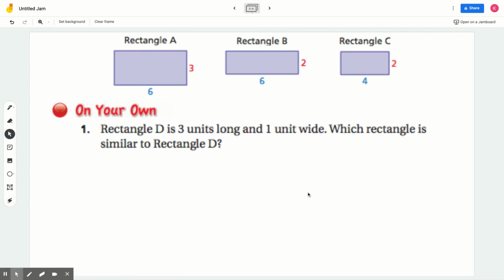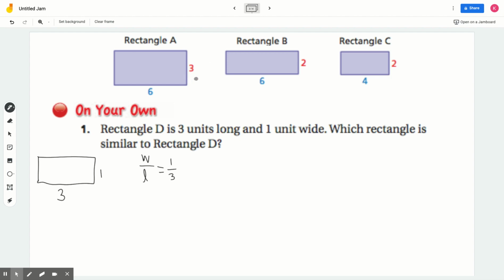Here it says rectangle D is 3 units long and 1 unit wide. Which rectangle above is similar to rectangle D? I find it helpful to first draw a picture or a sketch so that I can understand what I'm really asking myself. If my rectangle is 3 units long and 1 unit wide, I know that my width to length ratio is 1 to 3, 1 unit of width for every 3 units of length. Now remember, from the first slide, they have to be proportional, which means they have to be equivalent fractions.